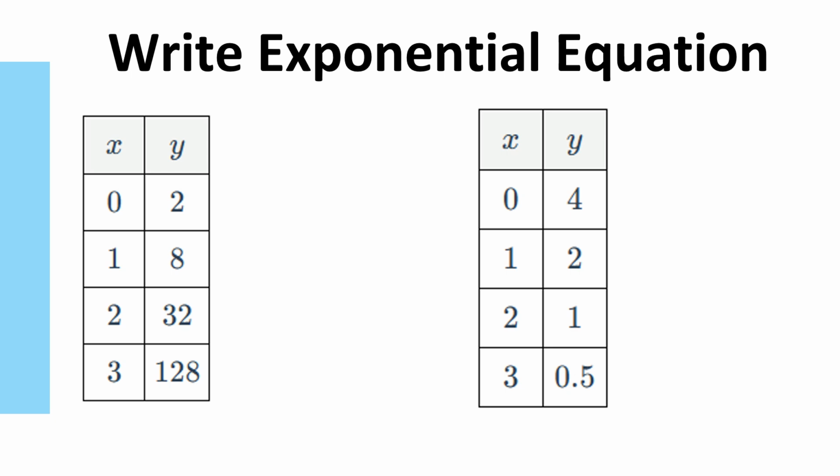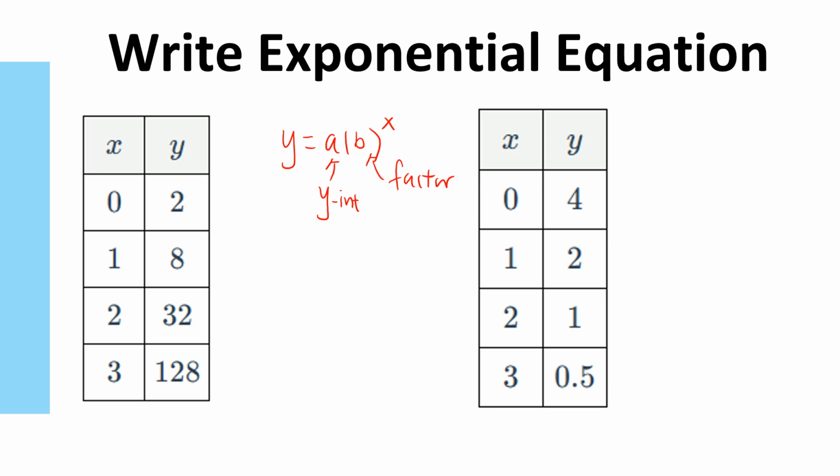In this video, we're going to write an exponential equation given a list of values in a table format. In order for this table to be exponential, our x values are going up by 1 each time, and the y values are being multiplied by the same amount each time. So the equation for exponential is y equals a times b to the x, where a is your y-intercept, your initial amount, and b is the factor, how much you're multiplying each time to get the next y value.